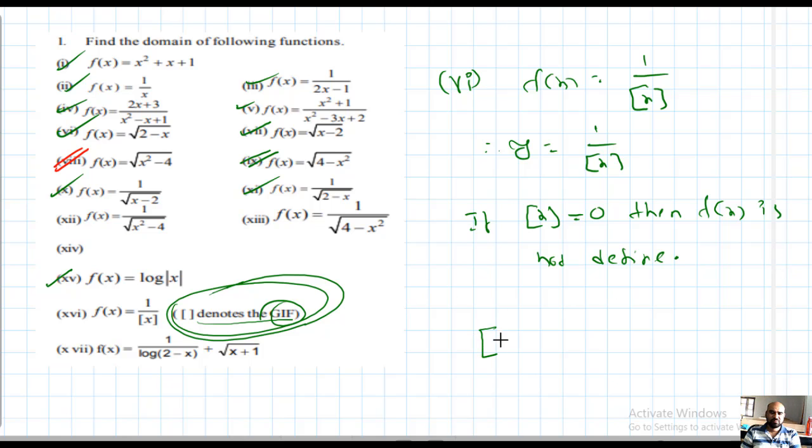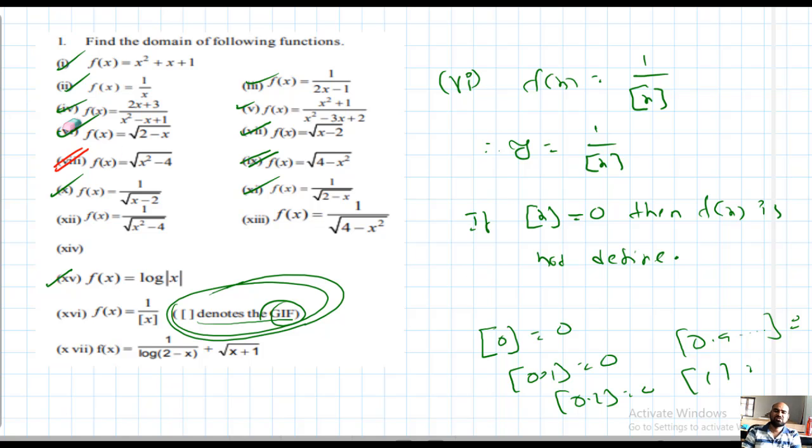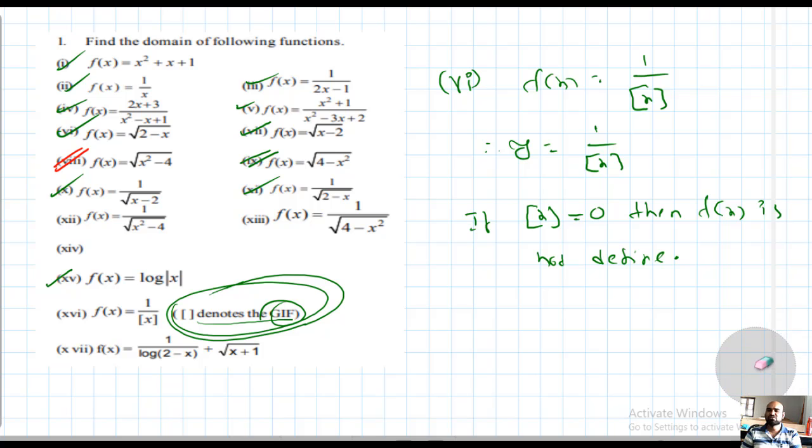We want to identify for what values of x step x equals 0. Observe, all of you. Step 0 is what? 0. Step 0.1 is what? 0. Step 0.2? 0. Step 0.99999, 0 only. Step 1 is 1. I think you understood. What happened? Your x value should be in closed 0 to open 1. For those values of x, step x equals 0 only. I will write: if x belongs to closed 0 to open 1, then step x equals 0. Except these values, the function is defined.